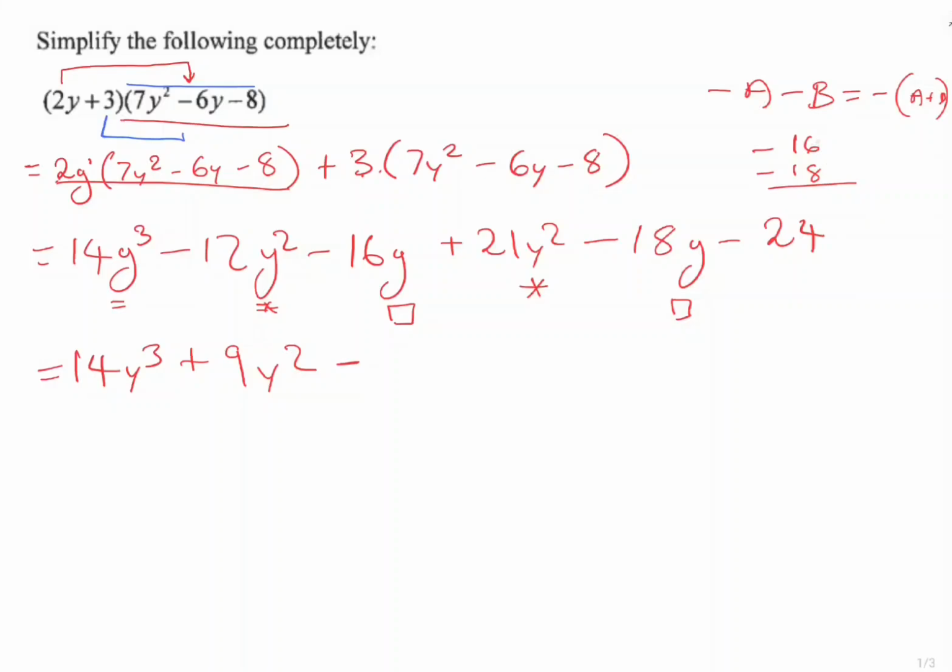So you ask yourself, what is 8 plus 6? You're going to get a 14. So you write your 4, you're going to write your 1 here. So it's going to be 1 plus 1 plus 1 is going to be 3. So it's going to be minus 34y. And the last number that you're going to have here is minus 24. And this is how you simplify. We can't simplify it any further because there are no like terms left at this point. So thank you.